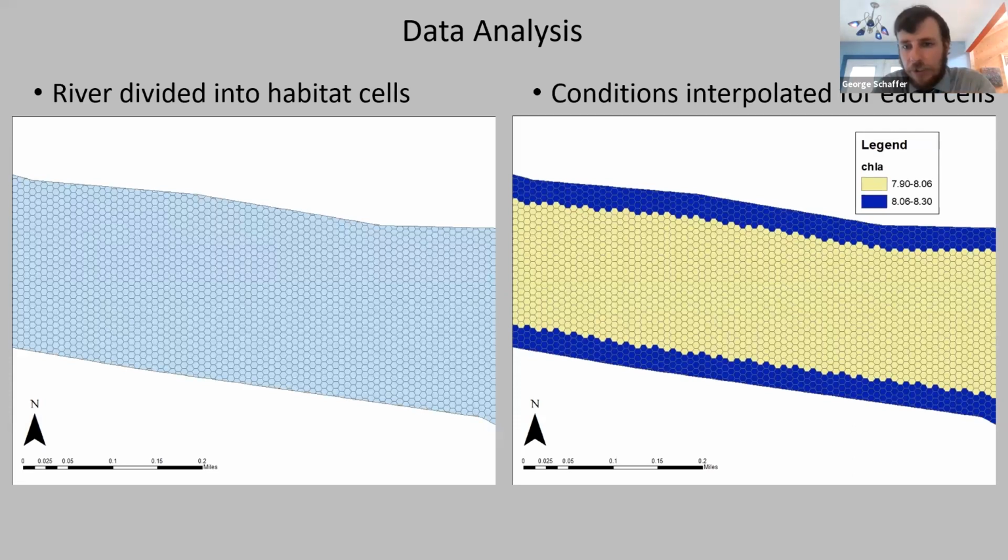So what this figure is showing is, in the blue, areas that are the channel border habitat, and then the yellow represents areas that are the main channel thalweg. So just from this figure, in this particular spot in time, we see that chlorophyll A concentrations were a little bit higher in the channel border than they were in the thalweg.